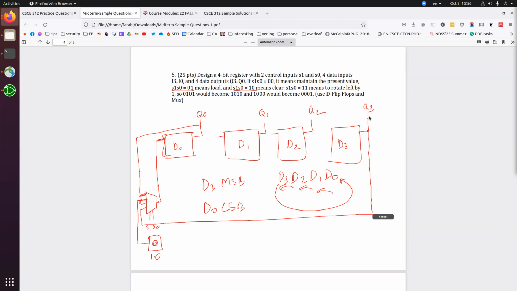Is that clear? Any confusion about this? Nope. Yes.